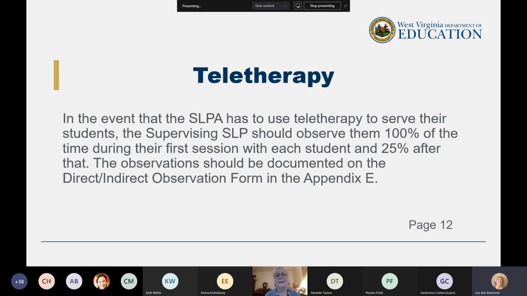The whole point of that is it's different. It's a learning experience. It's not to add more work to you as a supervisor, but there's a lot of adjustments you need to make. You guys know that. And so that's the purpose of this rule.